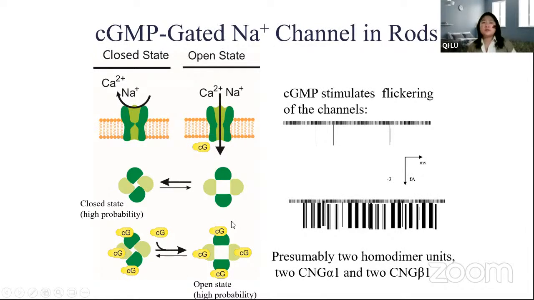So this channel is either in a closed state or an open state. If the cyclic GMP concentration is very low, the channel will prefer a closed state. But if the cyclic GMP concentration increases, after binding with the cyclic GMP, it will prefer to stay in an open state.